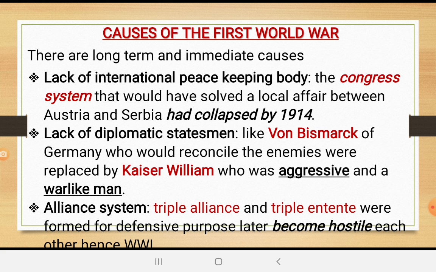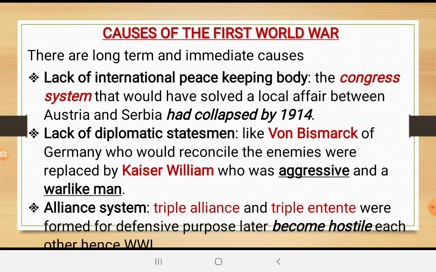Lack of diplomatic statesmen. Let me focus on this word, diplomatic. When we say diplomatic, it is a way of agreeing on something in a peaceful way, without war, through negotiations. Finding solutions through negotiations.